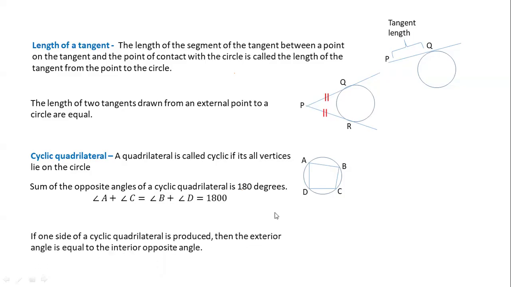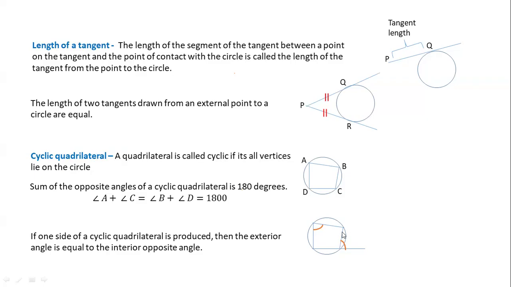If one side of the cyclic quadrilateral is produced, suppose I produce this here, then an exterior angle will be formed outside, and this exterior angle will be equal to the opposite interior angle. See this. I have extended this side, and you get an angle outside it. So this is an exterior angle. This angle will be equal to the opposite interior angle, that is this. So this angle will be equal to this.